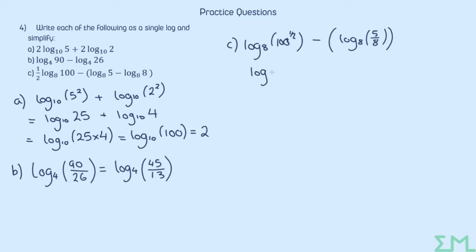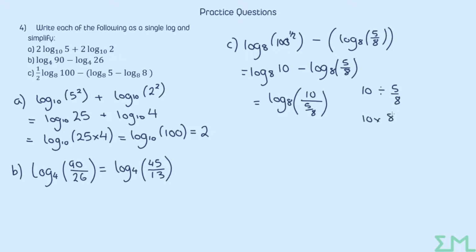Okay, so we've got log base 8 of square root of 100, 10, minus log base 8 of 5 over 8. Another subtraction, which means we have another division. So log base 8 of 10 divided by 5/8. So let's just deal with that quickly over here. 10 divided by 5/8 is 10 multiplied by 8 over 5. 10 and 5 cancel to give us 16.